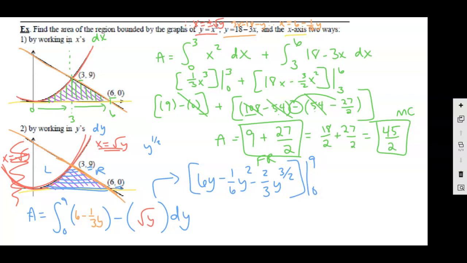And then we have to evaluate it from y equals 9 and then subtract y equals 0. So let's plug in 9. 6 times 9, that's 54, minus, okay, 9 squared is 81, so I'm going to have 81 over 6.